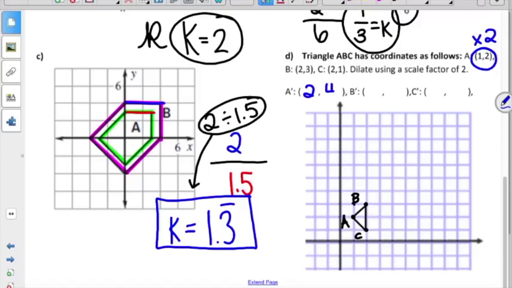And we're going to connect those 3 points to form our image. We dilated it by a scale factor of 2, which is more than 1, so it should be an enlargement. I'm going to shade it in. Note that that's our image. And that's our pre-image, what we started with. You don't have to label those, I just wanted to show you.